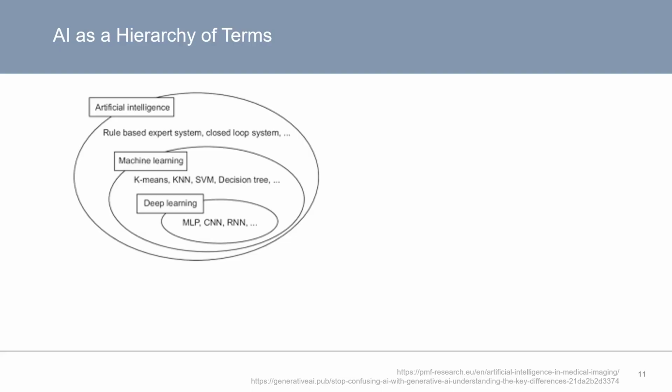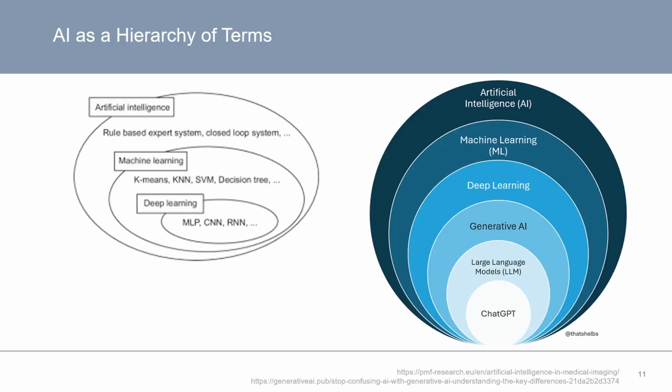And artificial intelligence even more broadly includes methods not falling under machine learning or deep learning, such as rule-based expert systems or closed-loop systems. In this second figure, we can also see that generative AI is a subfield of deep learning. Large language models are a subfield of generative AI, and ChatGPT is a specific large language model.